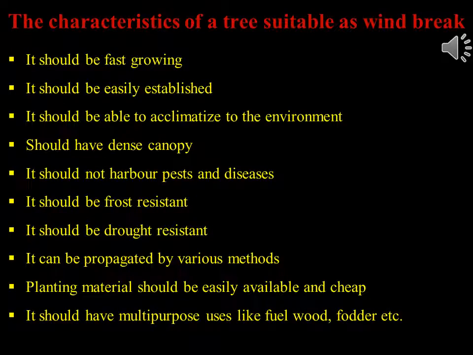The characteristics of a tree suitable as a windbreak: it should be fast growing, easily established, able to acclimatize to the environment, have a dense canopy, and not harbor pests and diseases. It should be frost resistant, drought resistant, and propagated by various methods. Planting material should be easily available and cheap, and it should have multi-purpose use, like fuel wood and fodder.